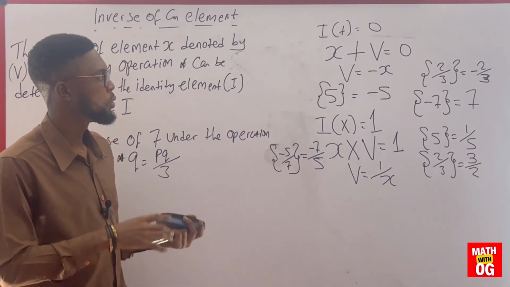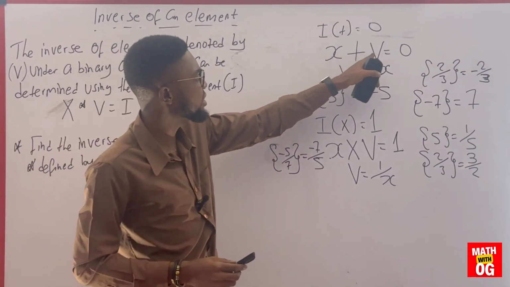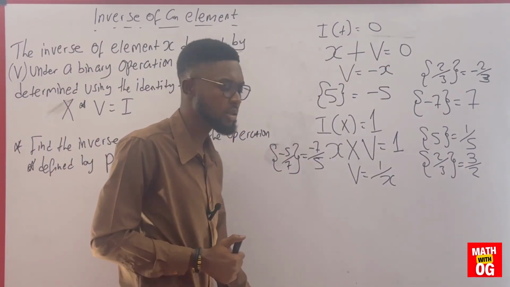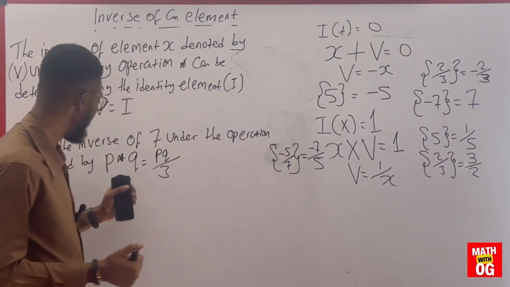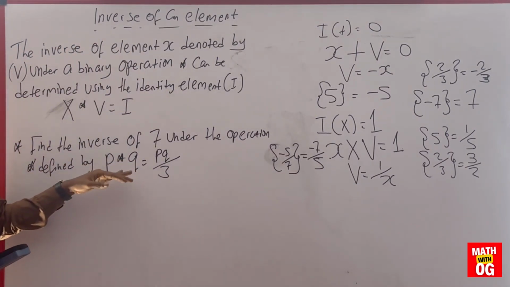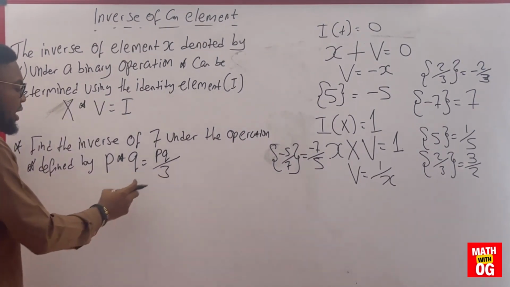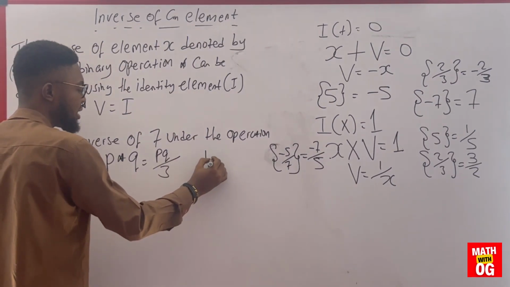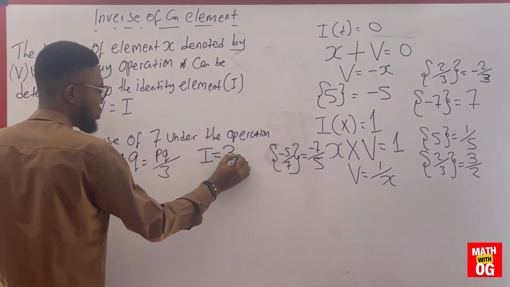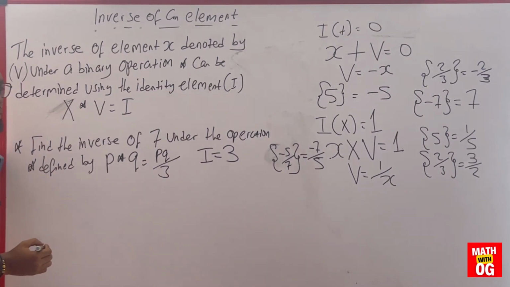So what rule will you follow for any operation? An element will operate on its inverse to give you the identity element. Now let's go back to this question. We are told to find the inverse of 7 under this operation. If you remember our last video, after solving this, we agreed that the identity element here is equal to 3.